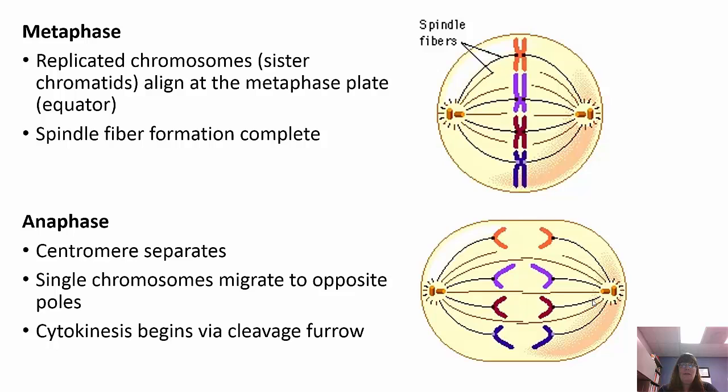In anaphase, the centromere separates. The single chromosomes migrate to opposite poles, and cytokinesis actually begins by the cleavage furrow. So in this phase, you can see they look like little V's being pulled to opposite poles.